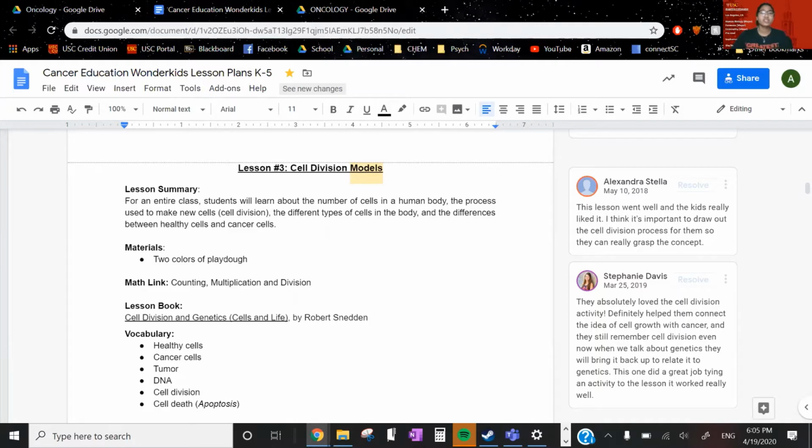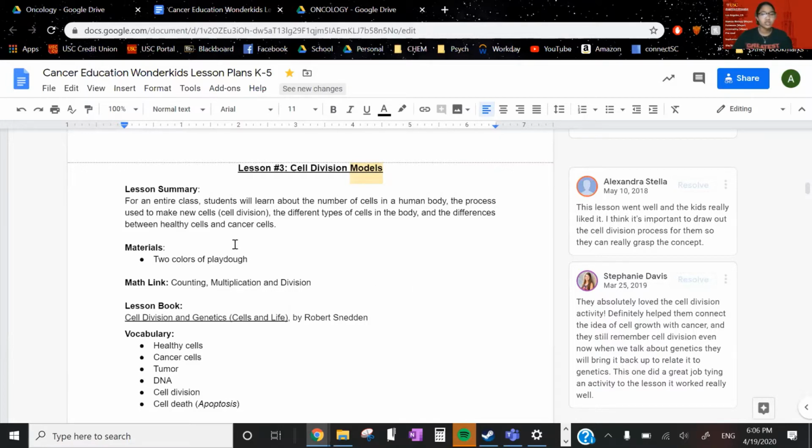So we're still on Unit 1, Oncology, and we're on Lesson 3, Cell Division Models. For this lesson, we're going to teach the students a little bit more about cells. In Lesson 2, we just talked about how they're the smallest living unit, the building block within the body, but we didn't really talk about its inner mechanisms and how cell division works. So in this lesson, we're going to model cell division using clay.